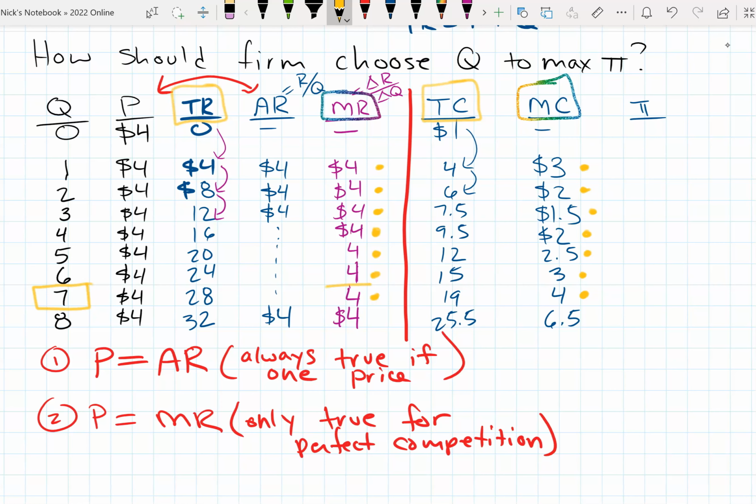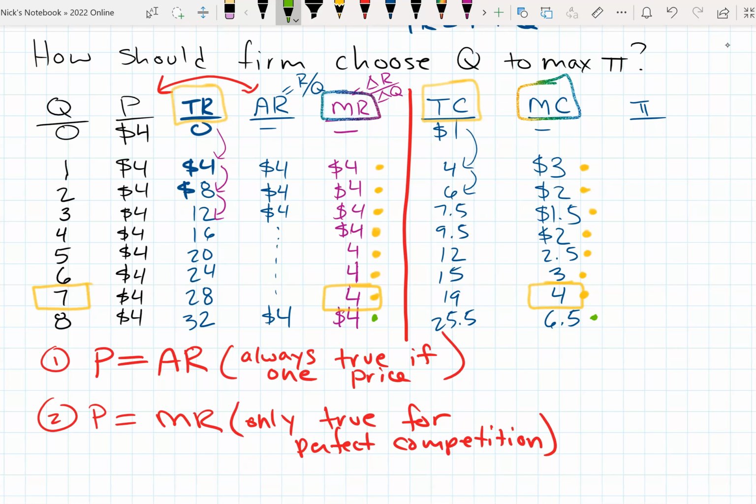The stopping point is here, when these are equal. As long as the marginal revenue is higher, we should keep going. Now let's imagine we kept going and did one more from here. The next one will be $4 revenue and $6.50 in cost. Guess what? We lose money by doing that. We don't want to do that. So you get the idea.